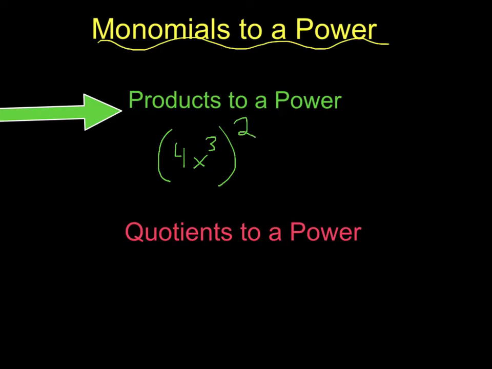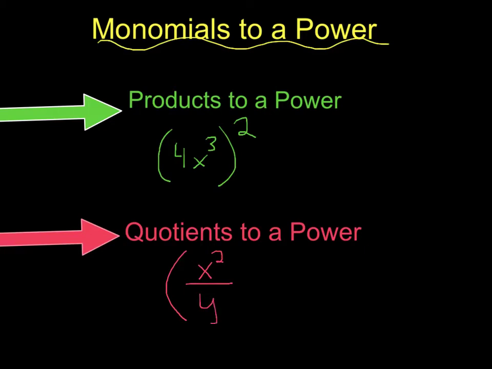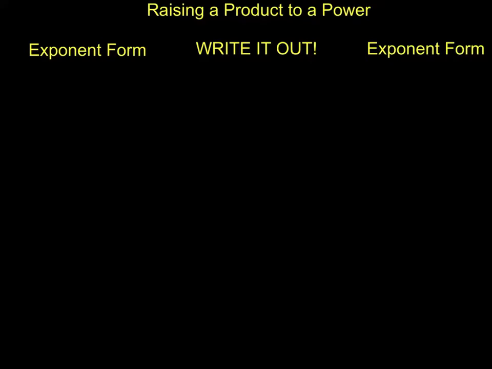And then the other one is we're going to take quotients to a power, which is a fancy way of saying we're going to take some sort of division or a fraction to a power. We're taking the whole thing to a power. We will first explore the idea of raising a product to a power.